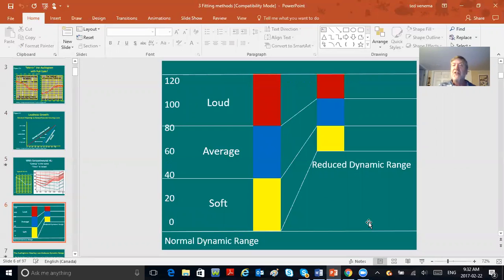And again, this slide showing the same thing. Normal dynamic range on the left, reduced dynamic range on the right. And notice how the ceiling hasn't changed. What's changed is that the floor is raised. The person can't hear soft sounds.